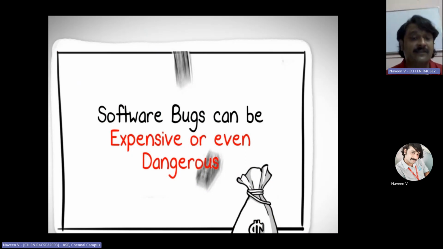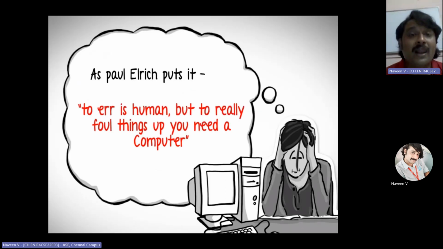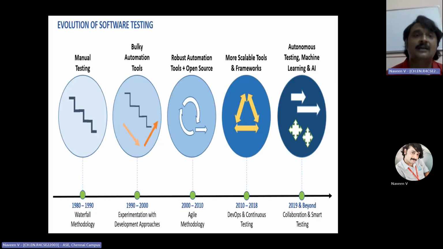These dangerous incidents gave us a lesson that software bugs can be expensive or even dangerous. As Paul Ehrlich puts it, to err is human, but to really foul things up, you need a computer. This quote we can apply to software testing. An error is caused by humans, but to really foul things up, we need a computer. So here comes software testing, which has been evolving since the 1950s.